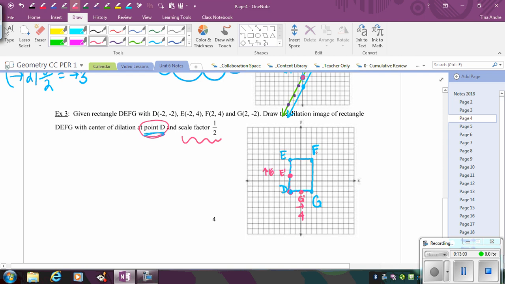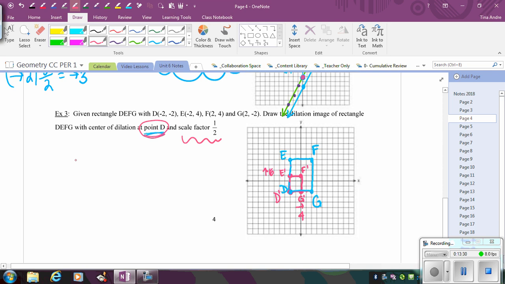And then F, again, we're staying on that same line, but really if we just count up and over, it'll do the same thing. So it's up 6 and over 4. So we're going to cut that in half. So up 3 over 2, and that gets us F prime. So here's our rectangle. It should look like it got half as big. And you see that D stayed in place. So I'll just write D prime in the same place.